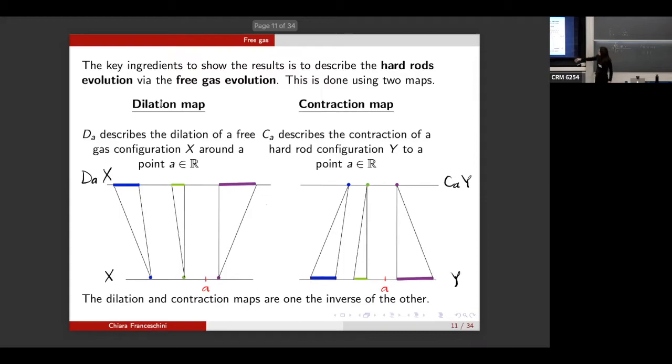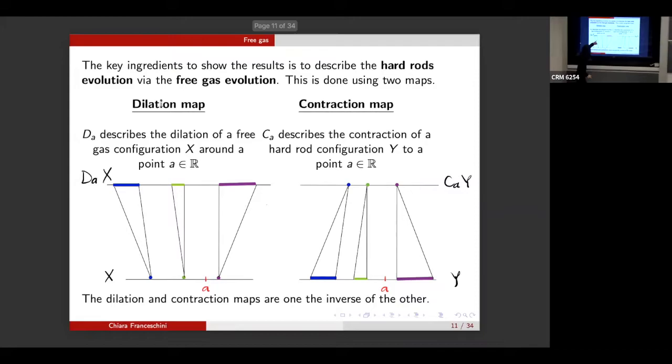So you see, you take a straight line around the two points next to A, and then you dilate accordingly to the mark of the particle. And similarly, when you have, for example, the blue gas, you have this line, which is parallel to this one, and then you dilate again, and so on. So this is how you go from X to dAx. And similarly, you can go from the hard rods space to the free gas in the following way. You shrink, you contract them. And these two lines are straight, and these two lines are straight, and so on.